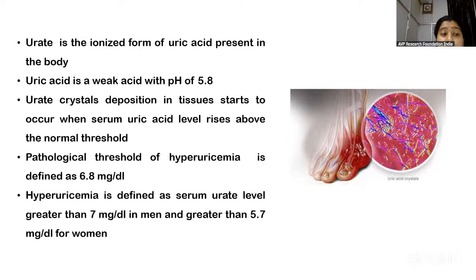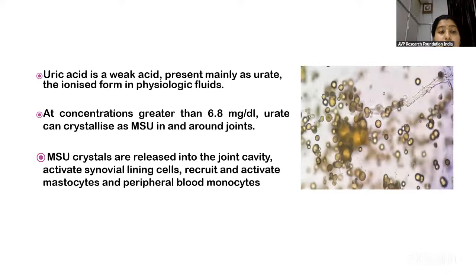Uric acid is a weak acid with a pH of 5.8, and the increase in concentration of serum uric acid will lead to urate crystal formation, which gets deposited in our tissues and leads to a condition called gouty arthritis. Hyperuricemia can be considered a premonitory sign of gouty arthritis. It is defined as a condition where serum urate level is greater than 7 milligram per deciliter in men and greater than 5.7 milligram per deciliter for women. Concentration is greater than 6.8 milligram per deciliter.